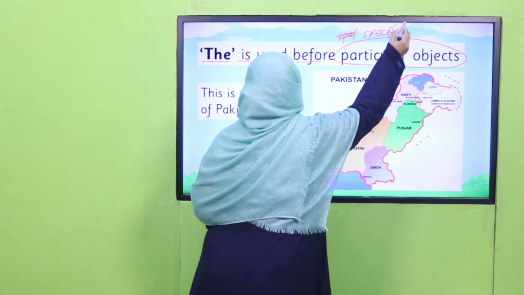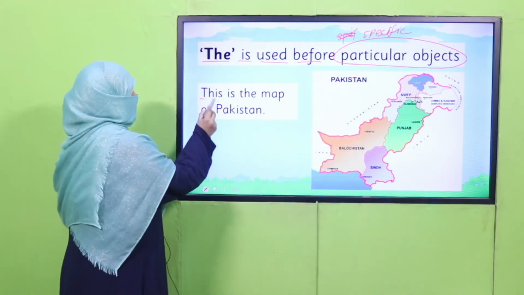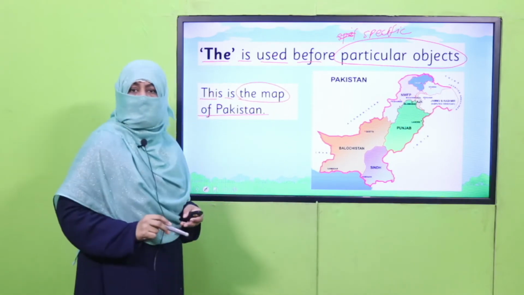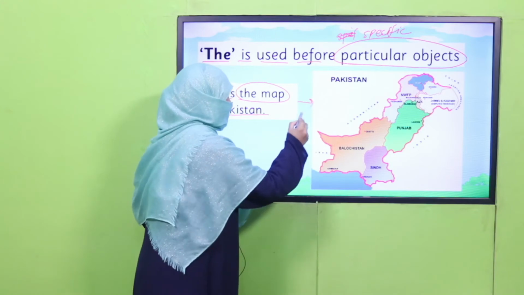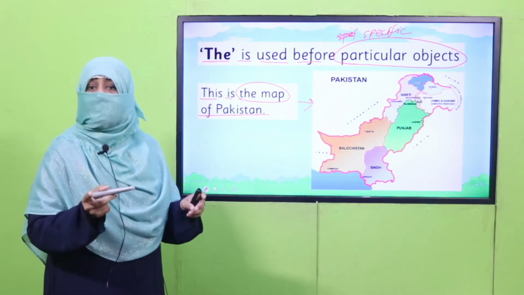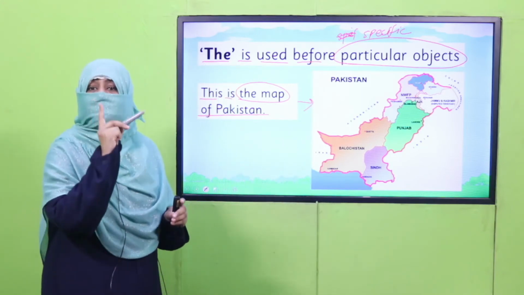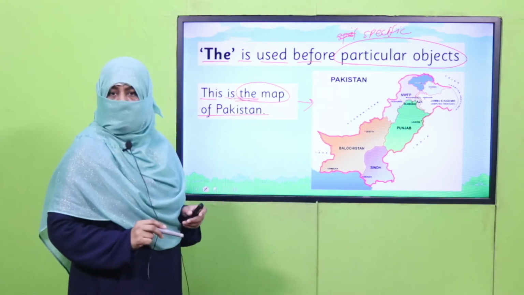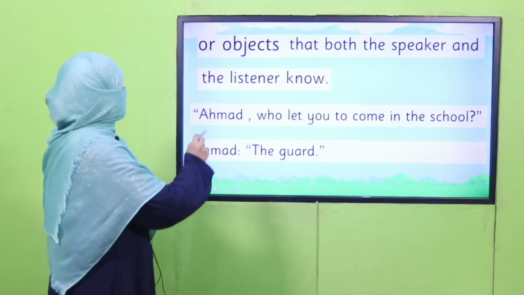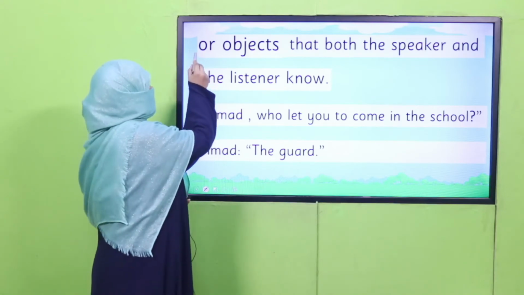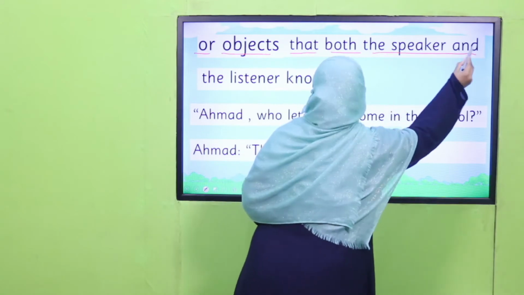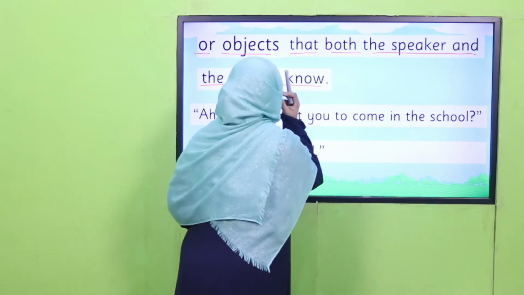It's specific. And specific means, for example, this is the map of Pakistan. The map of Pakistan. It's not any map. It is a particular, a specific map. That's why we will use the map. All right? And the is used for objects that both the speaker and the listener know.